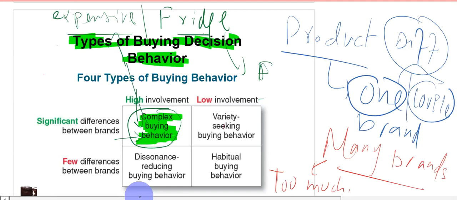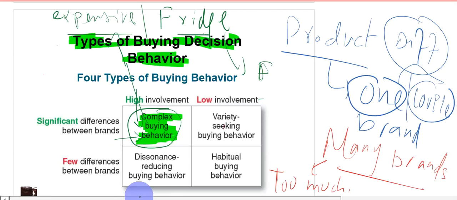Consumers will think thoroughly before committing to invest. Whenever a consumer goes to purchase, they will think thoroughly, research and search, and after research, they will try to reach a decision.